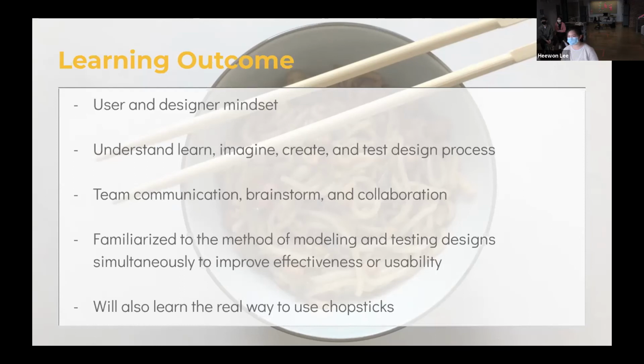The learning outcomes we expect students to get from this activity include the user and designer mindset, the understand, learn, imagine, create, and test design process. Also team communication, brainstorm, and collaboration. Familiarize with the method of modeling and testing design simultaneously to improve effectiveness. And they will also be learning how to use chopsticks the real way, as many of our students are not from Asia, so we assume a lot of them haven't used chopsticks before, so this will be an interesting and engaging object to start our activity class.